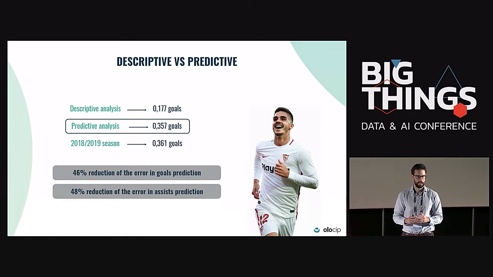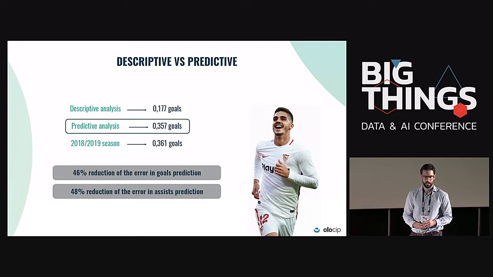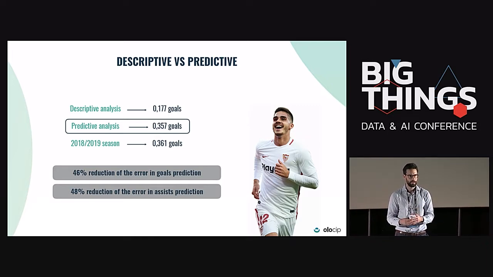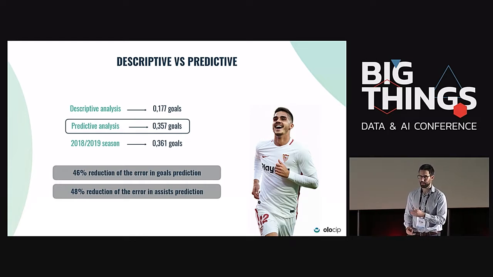So the estimates provided by the predictive models are most of the time much closer to reality. And this is just an example, but when we validate our models in the test dataset, which consists of an entire season of data, we realize that we are reducing the error by almost 50% in variables such as goals and assists. And this basically extends to the rest of the variables.